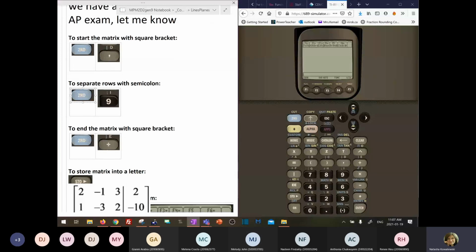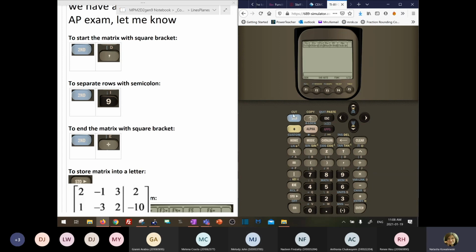All right, so it says here to start the matrix, we're going to use a square bracket. So make sure that when you press the blue button here, you'll see that on the bottom it actually writes down "second." If you press it again, that second disappears. So you'll know whether you've pressed it or not by seeing something on the bottom of that calculator screen.